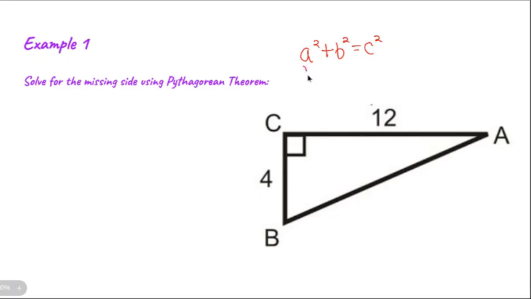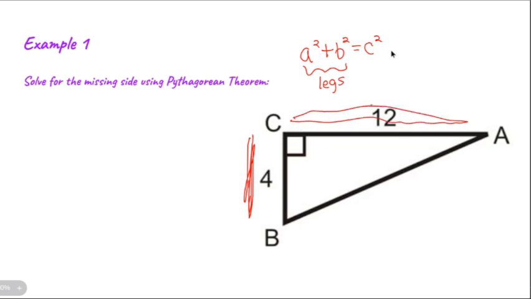Okay, a and b are the legs of the triangle. That would be, in this case, this side and this side. And then c is the hypotenuse. Hypotenuse is always the longest side. It is opposite the right angle. So when we set this up, we're looking for this side right here in this particular problem.